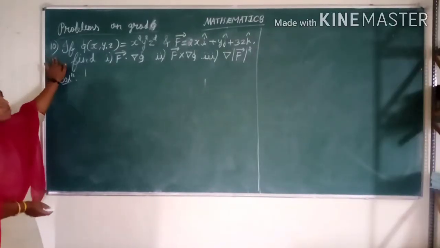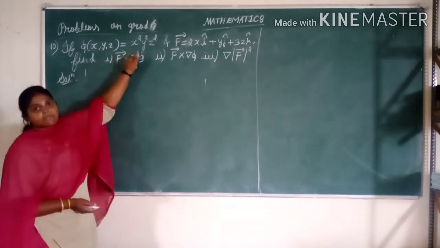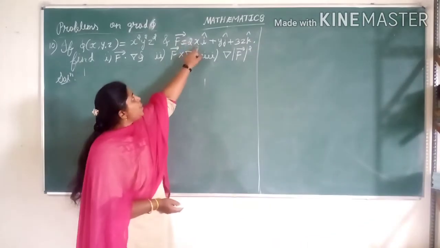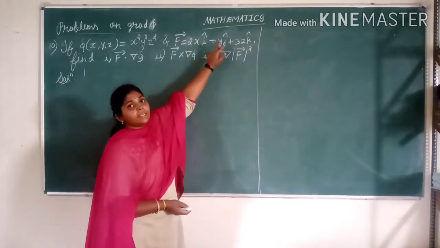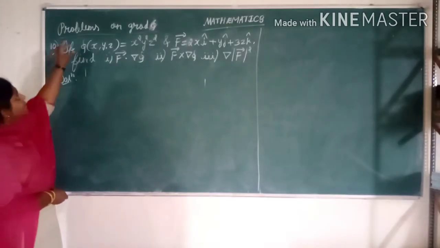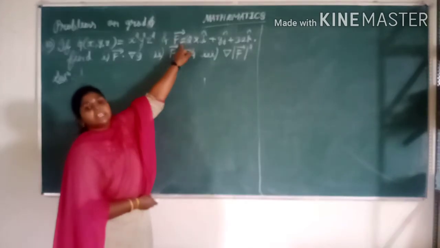Then problem: if φ(x, y, z) is equal to x²y²z², and vector F is equal to 2x i cap plus y j cap plus 3z k cap. Just now, as said here, one is given as the scalar function φ and the other is the vector function F.